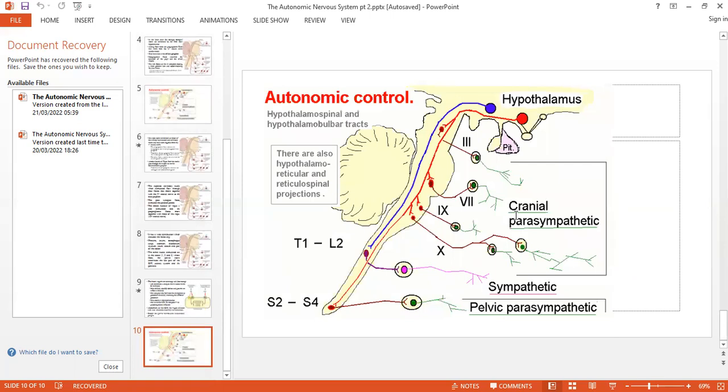So this is just talking about the autonomic control and the nerves it supplies to control different parts of our body or organs, as we went through in this diagram. So this is the end of this lecture and session. I hope you get one or two things from this PowerPoint. If you've got any questions, please feel free to contact me. Bye.